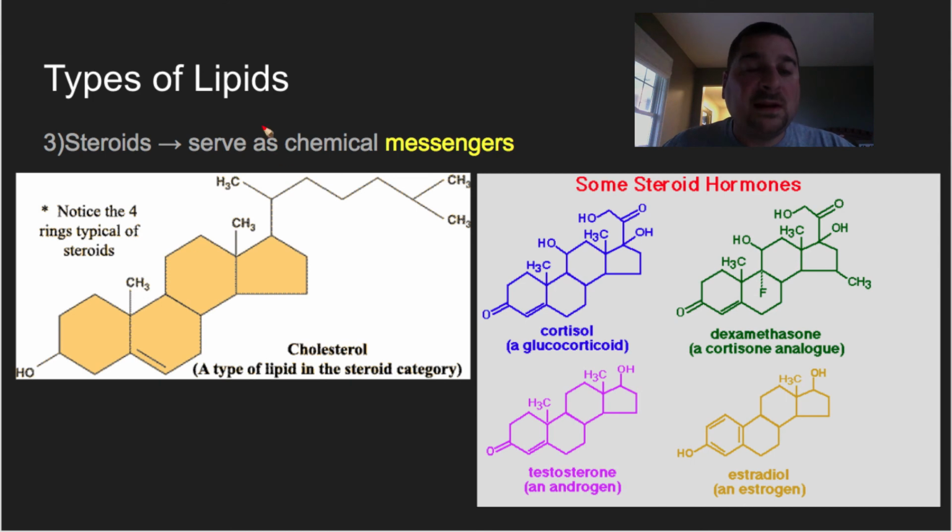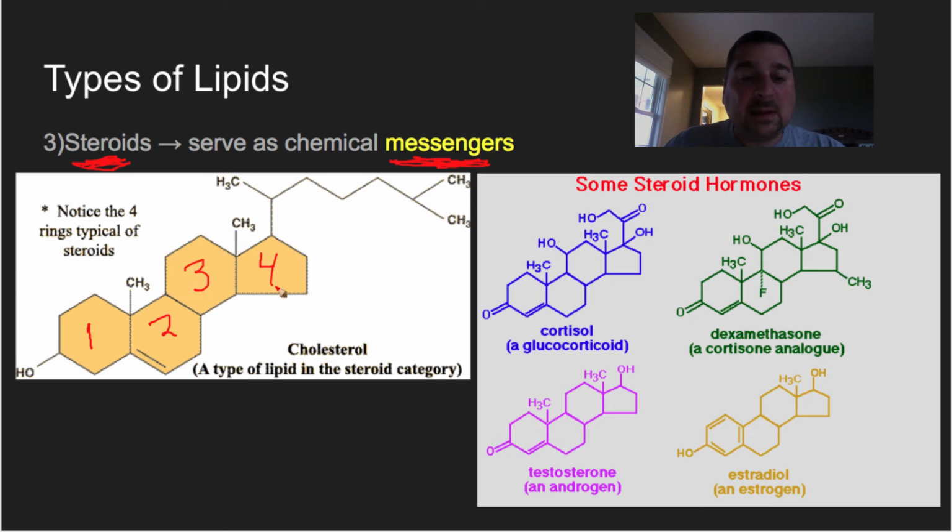Finally, the third one we need to talk about are steroids. You may have heard of steroids before. These are chemical messengers used in our body. Instead of sending nerve impulses, the body might send these hormones and steroids as messengers from the brain to different parts of our body. The way you can recognize a steroid is that they've got 4 rings.